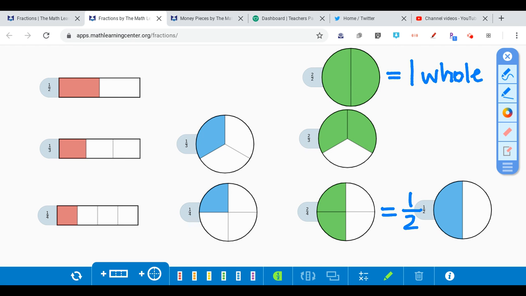All right, so those are just a few examples of fractions and how they look and how we name them. And remember that the top number is the numerator, that's how much we have, or the shaded amount, and the denominator is the bottom number, how many pieces there are total.